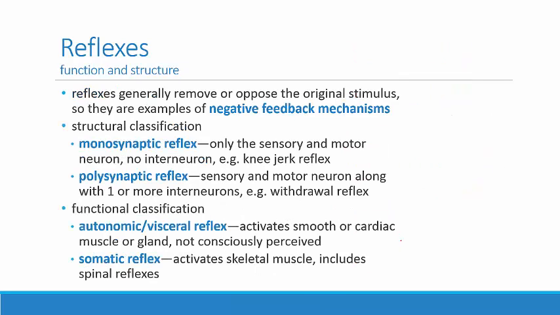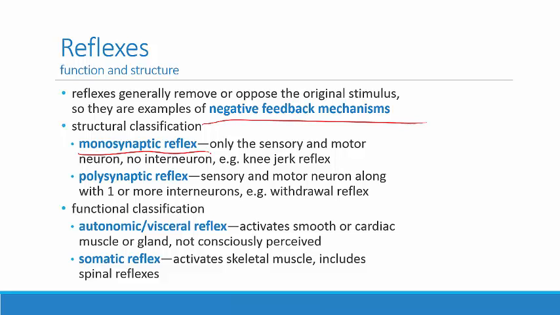We're talking now about the functions of reflexes. They generally remove or oppose the original stimulus, and so they are examples also of negative feedback systems or mechanisms. So we can describe them by their structure. If it's a monosynaptic reflex, there's only a sensory and a motor neuron. In this case, we have no interneurons. So the knee-jerk reflex, the one that the doctor tests when he or she takes the hammer and bangs at your patellar tendon, that is a monosynaptic reflex.